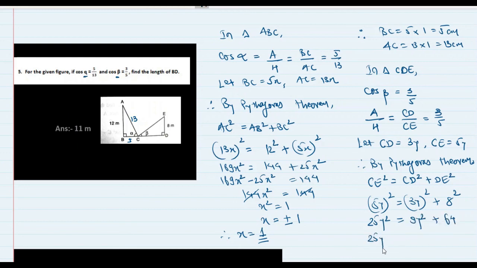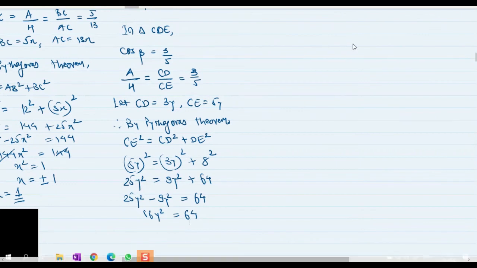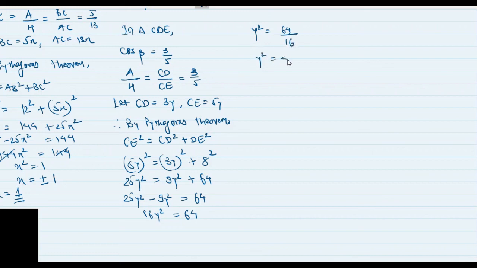So 25y square minus 9y square is equal to 64. So 16y square is equal to 64. So y square is equal to 64 by 16. So y square is equal to 4 and y is equal to under root of 4, which is plus minus 2. But we will not take the minus sign, for the same reason I gave you earlier.